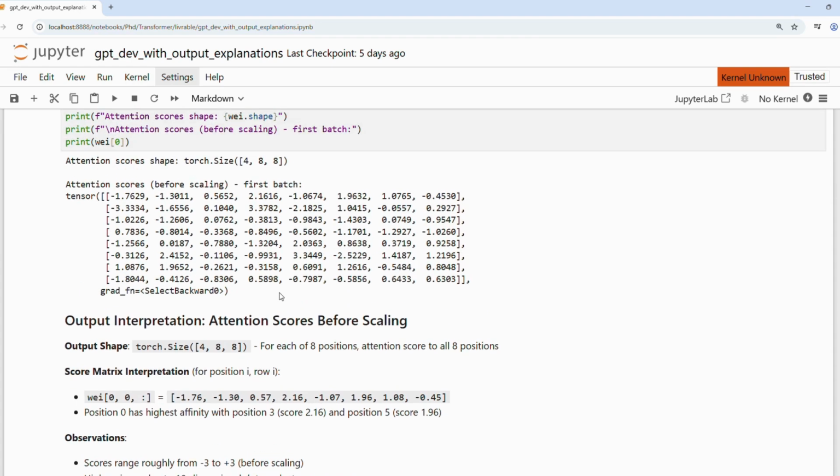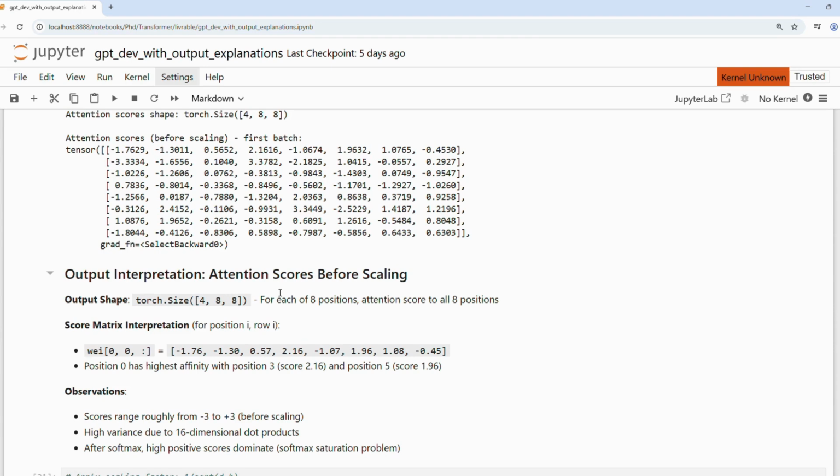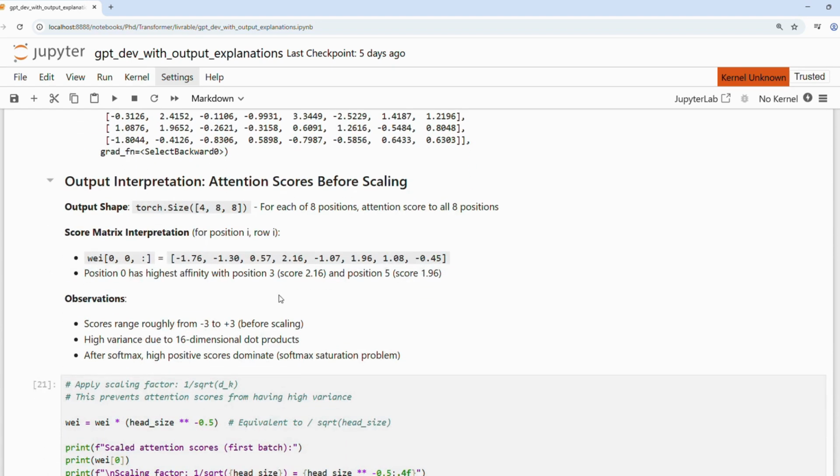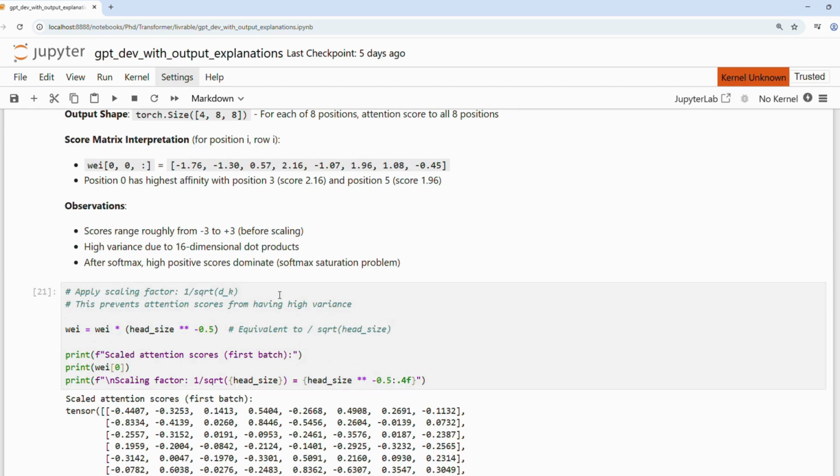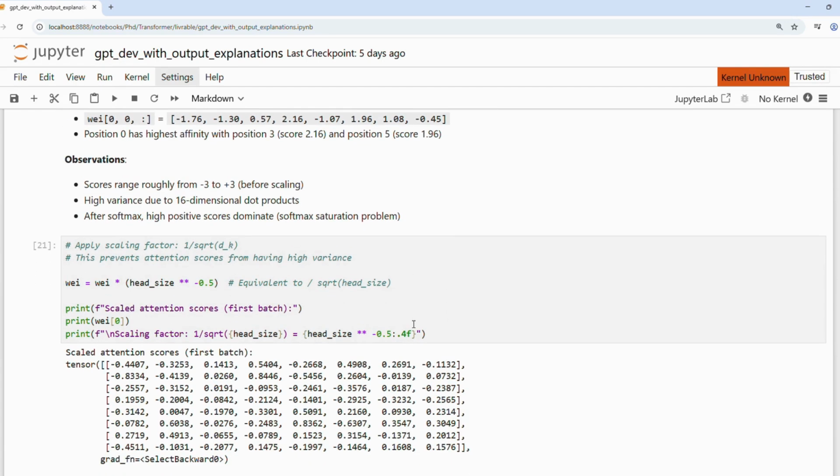After scaling, we apply the causal mask, setting all upper triangular entries to negative infinity, and then softmax. The resulting attention weight matrix has a beautiful structure. The first row is all concentrated on position 0. Later rows distribute attention across all available positions with varying weights depending on content similarity.